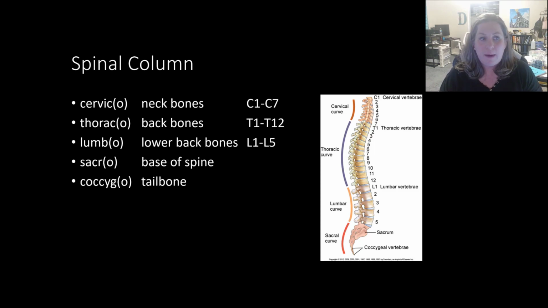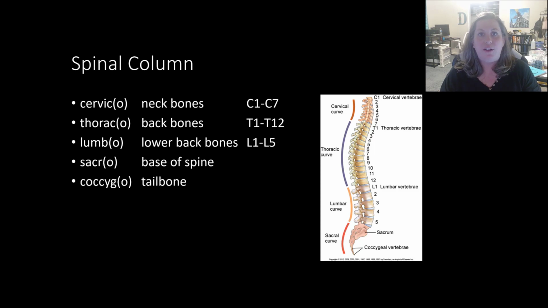The lumbar is your low back. With your low back, there's L1 through L5. These are really large vertebrae because they take in a lot of weight. With that, there are also large muscles that attach to them. So that's the lumbar. Then you have your sacral and coccygeal.